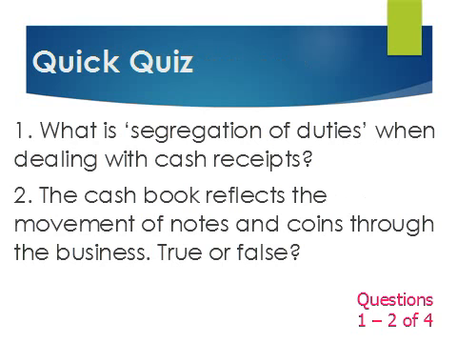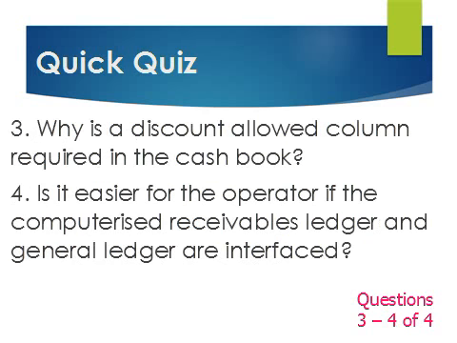Quick quiz. Question 1. What is segregation of duties when dealing with cash receipts? Question 2. The cash book reflects the movement of notes and coins through the business. True or false? Question 3. Why is a discount allowed column required in the cash book? Question 4. Is it easier for the operator if the computerized receivables ledger and general ledger are interfaced?